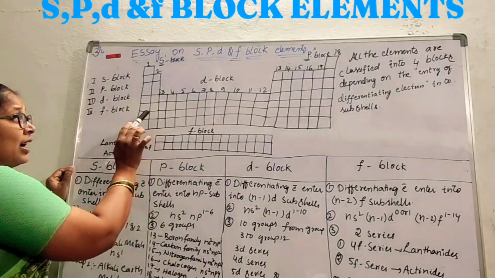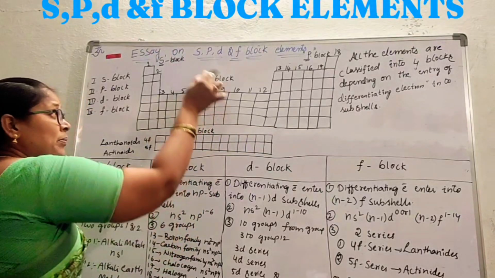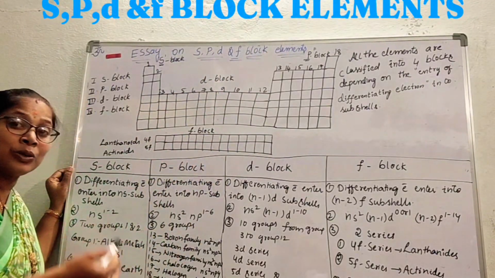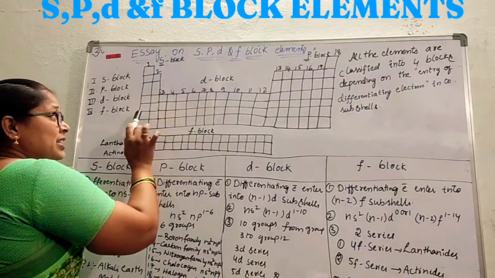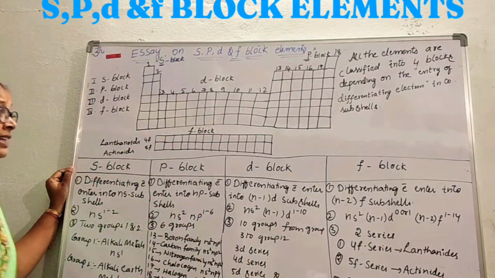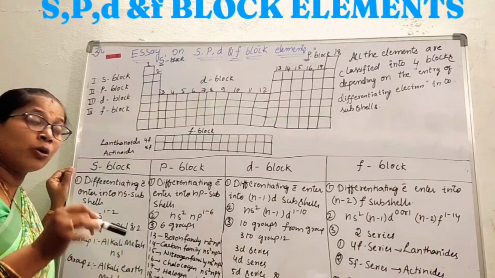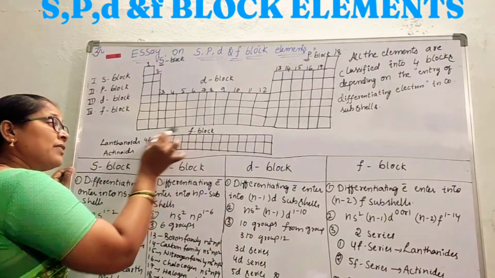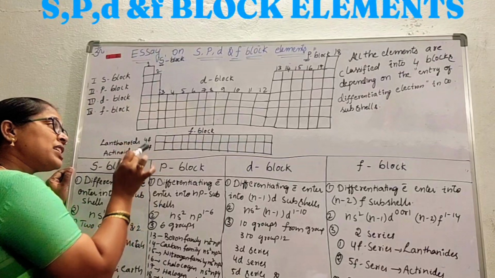Between the S and P block, in the middle, they kept groups 3 to 12, totally 10 groups, in the D block. These are present between the S block and P block. Next, they kept separately under the bottom of the periodic table the F block elements. These have 2 series, 4f series and 5f series.